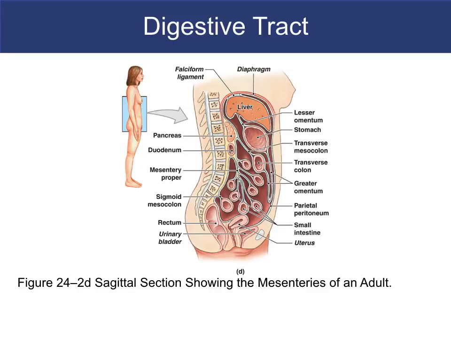Now there's two other organs back there that are shaped like kidney beans that are also retroperitoneal, and they're called kidneys. And they're shaped like kidney beans. Get that? Yes.